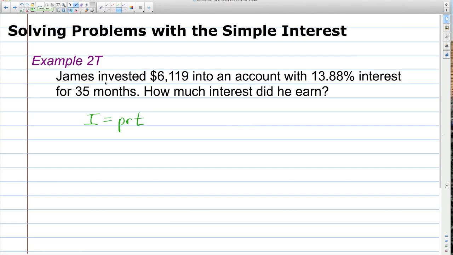James invested. Okay, so same type of problem. He's making an investment. So that's our principal, into an account with 13.88% interest rate. That's our rate. Now we have to change that to a decimal. Even though it's a decimal number, we have to move the decimal 2 times to the left. So the interest rate expressed as a decimal is 0.1388.